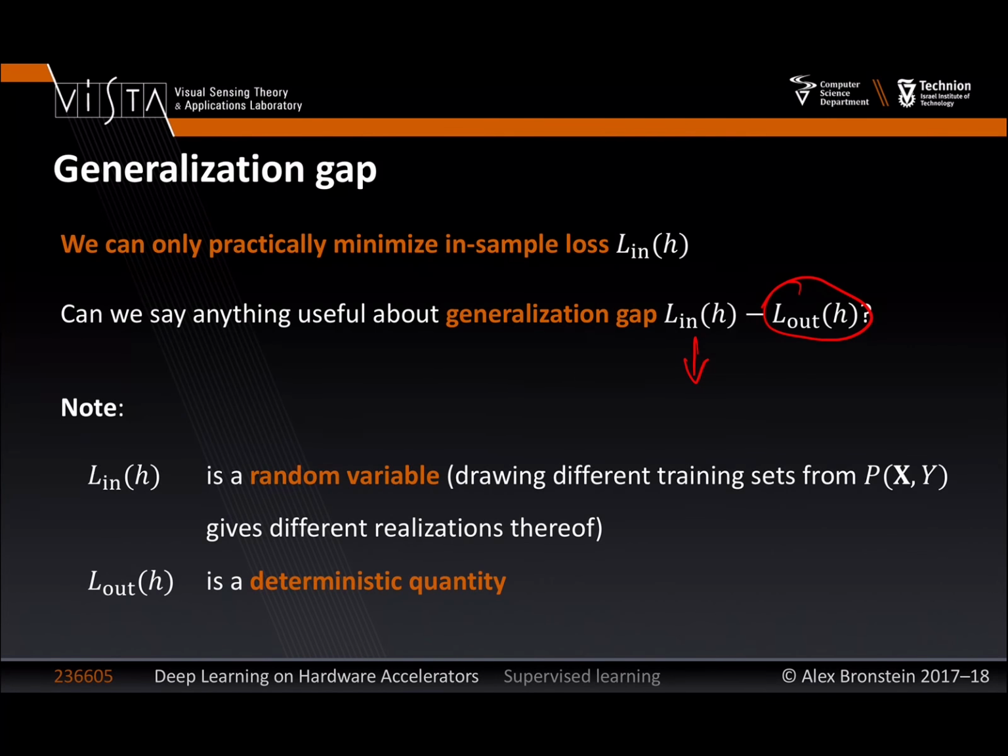Just to note, this and these are completely different mathematical objects. The out-of-sample loss is an expected value of some function of our random variables. It's a deterministic quantity. It's a scalar. What about the in-sample loss? It's a random variable. Every sample from the training set will give you a different realization of this random variable.